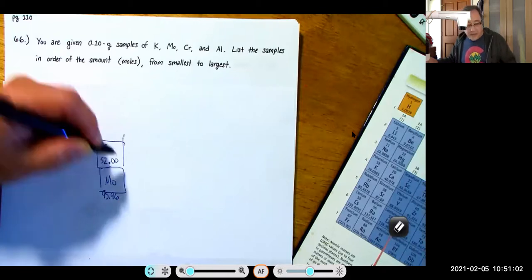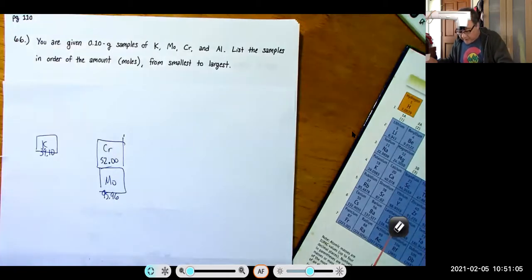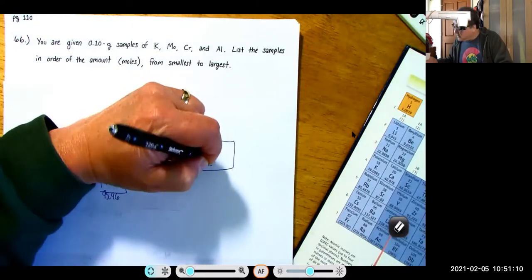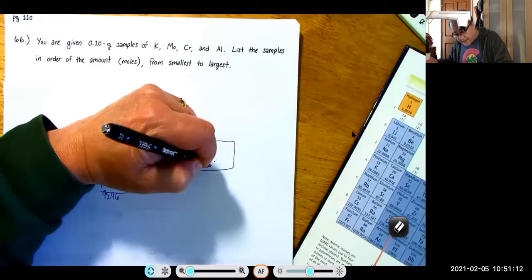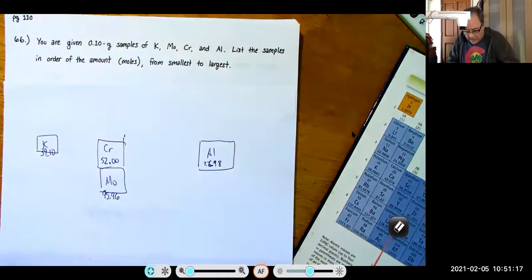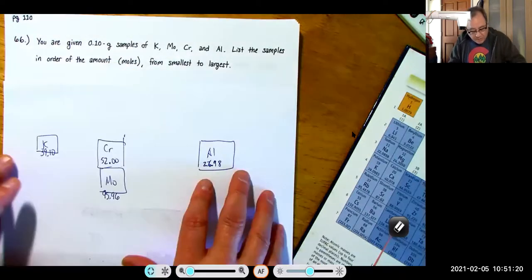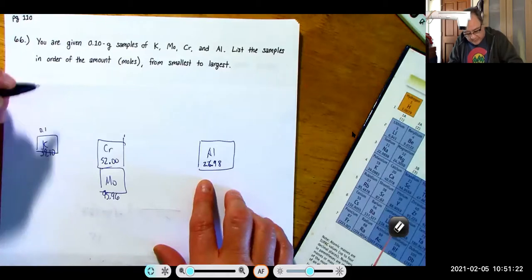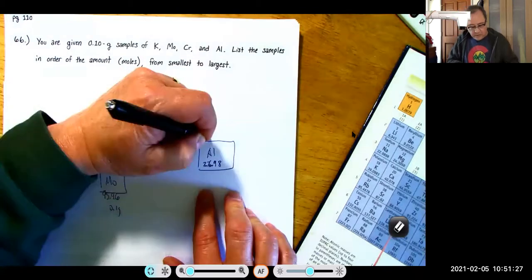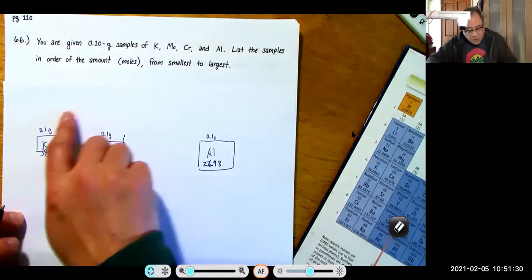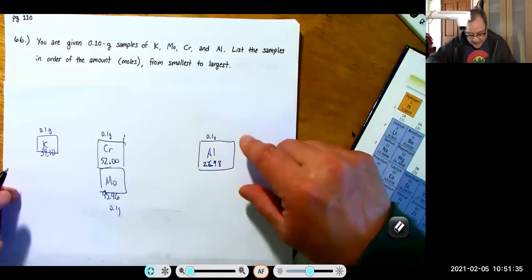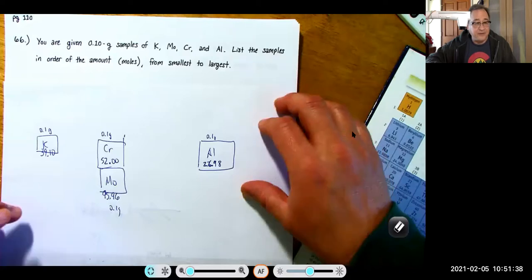52.00. And then we have aluminum, which is over here, which is 26.9998. Okay, so here we have all these different elements. You have 0.1 of each of these. List the samples in order of the amount from smallest to largest. So which one of these is going to have the most moles of atoms?